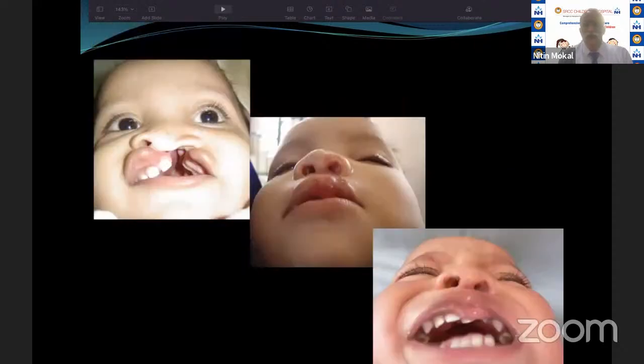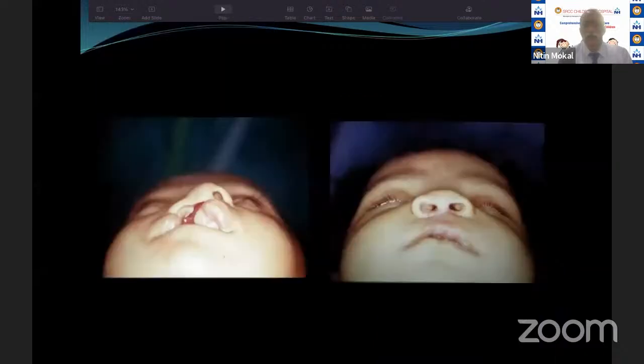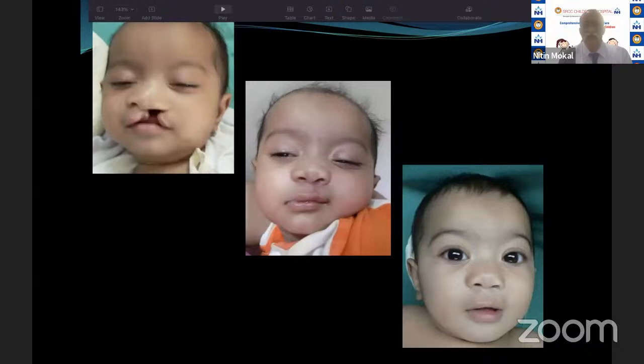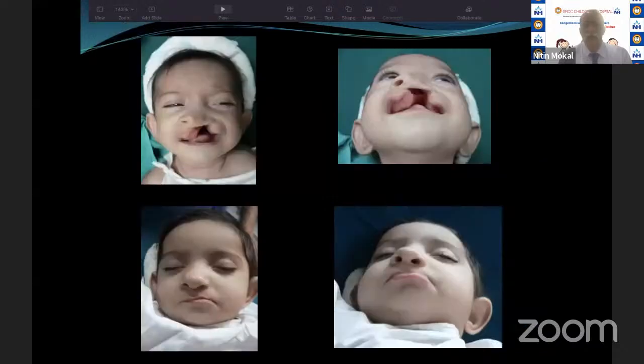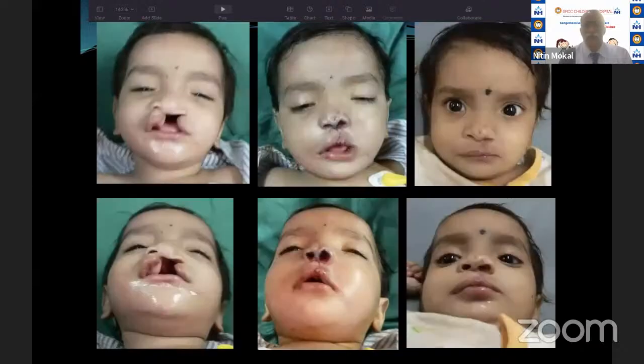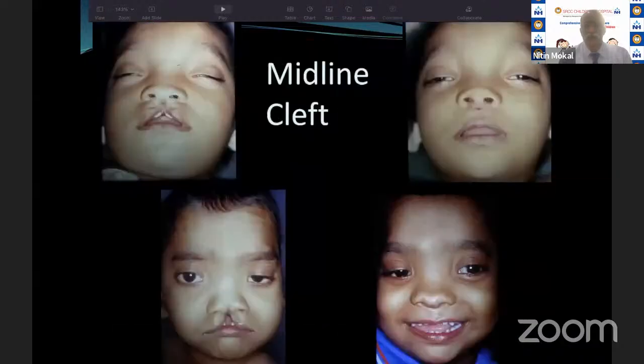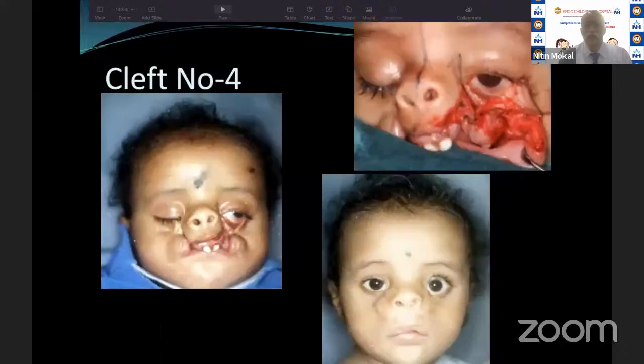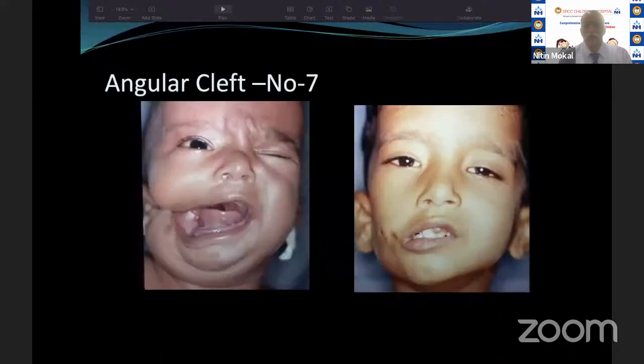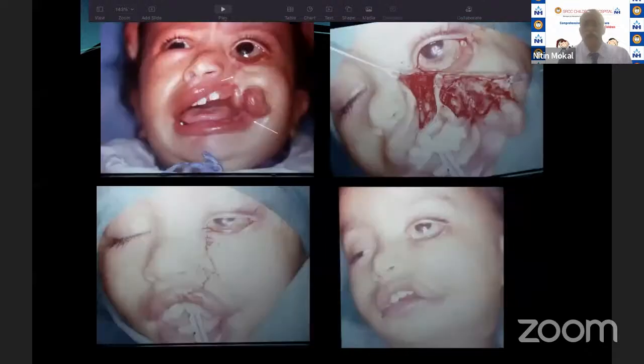Once this is done, these are some of the results of the nose and lip, which is aligned normally at the first stage. Then these are some of the results of the bilateral, where symmetry has been achieved. So the midline cleft, rare craniofacial clefts, and the angular clefts. This is the nasoocular cleft, where we leave behind a patch of mucosa to create a nasolacrimal duct, which drains into the mouth, and realign all the musculature. So it is a lip along with the nasoocular cleft.